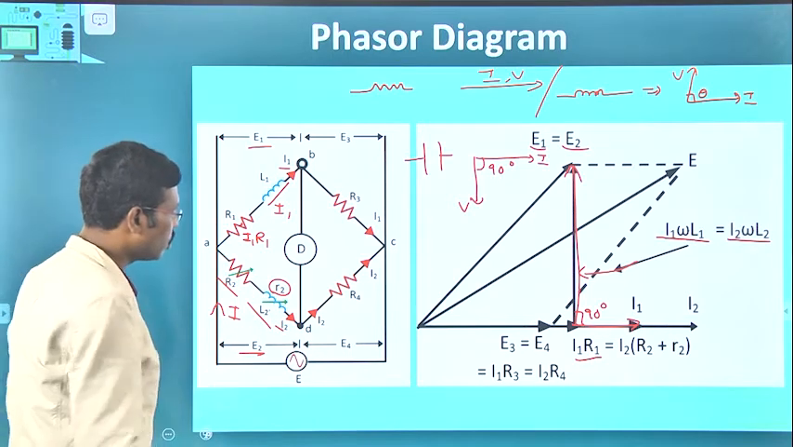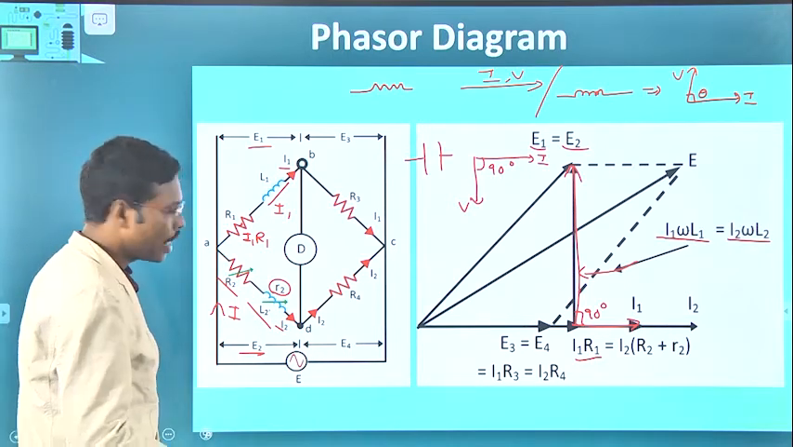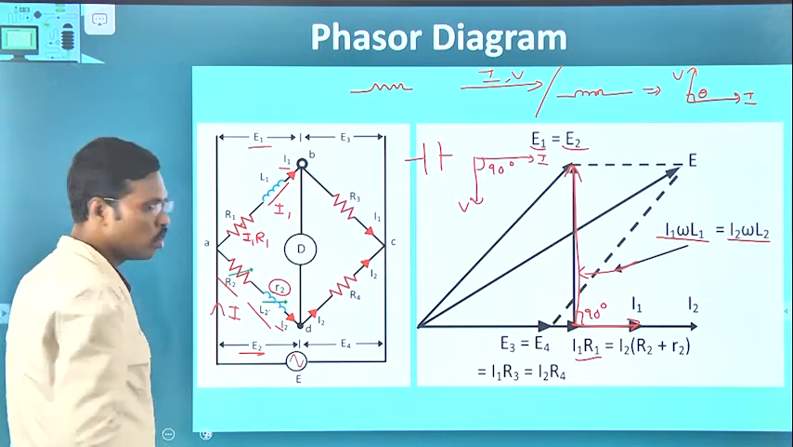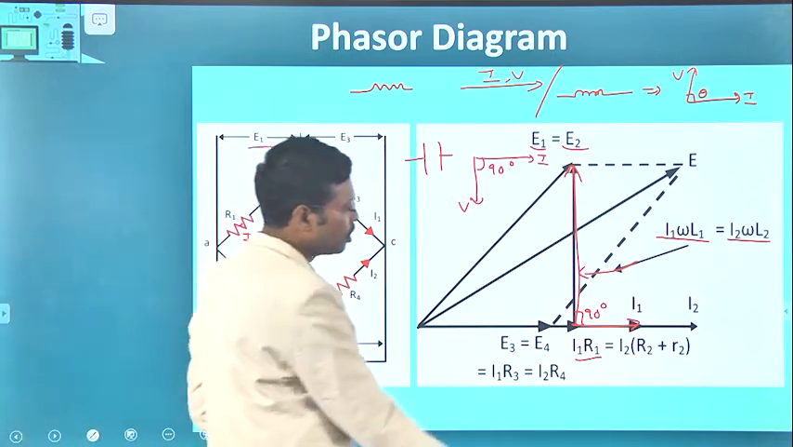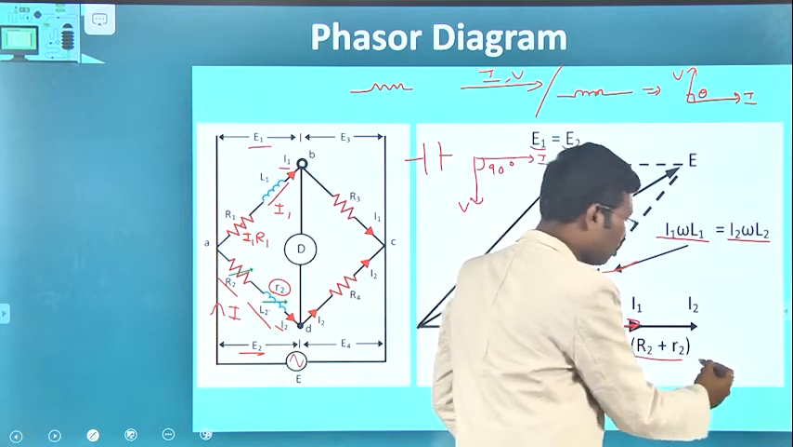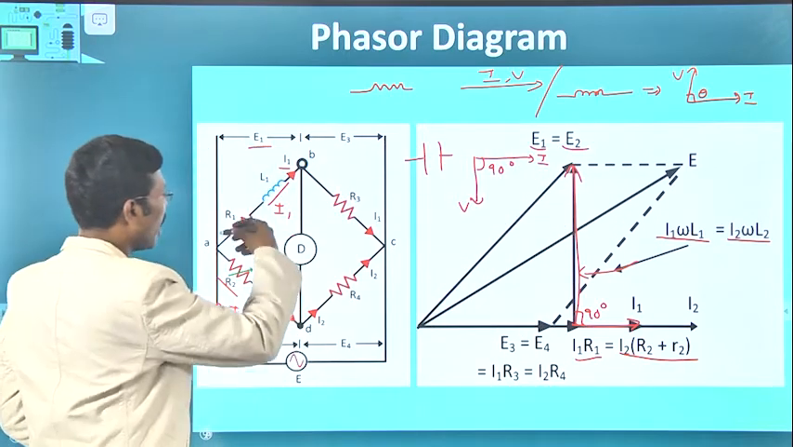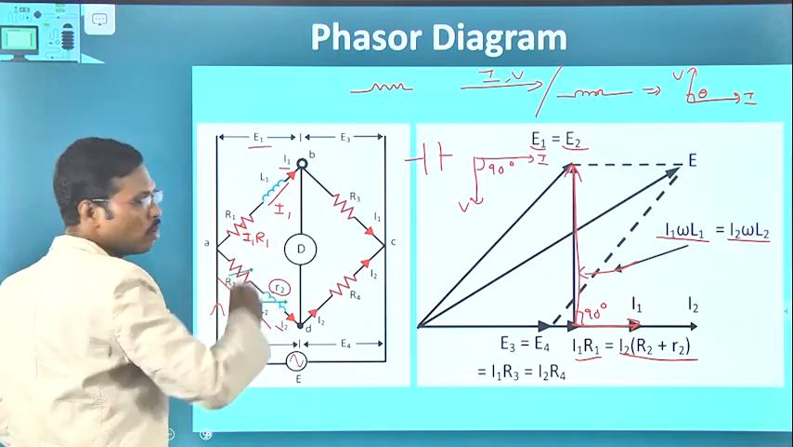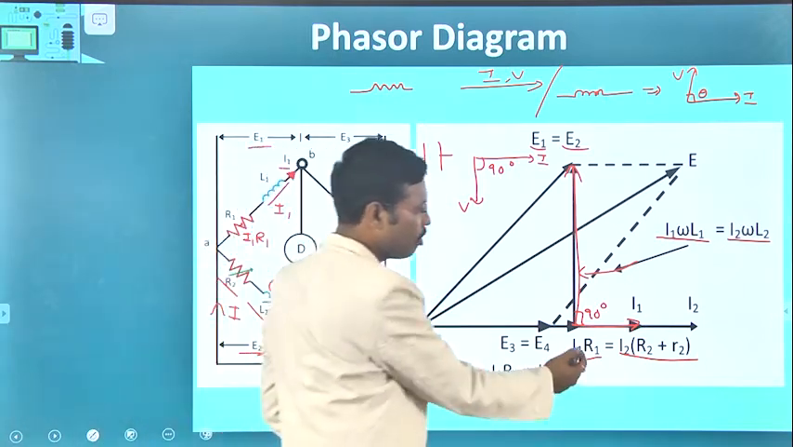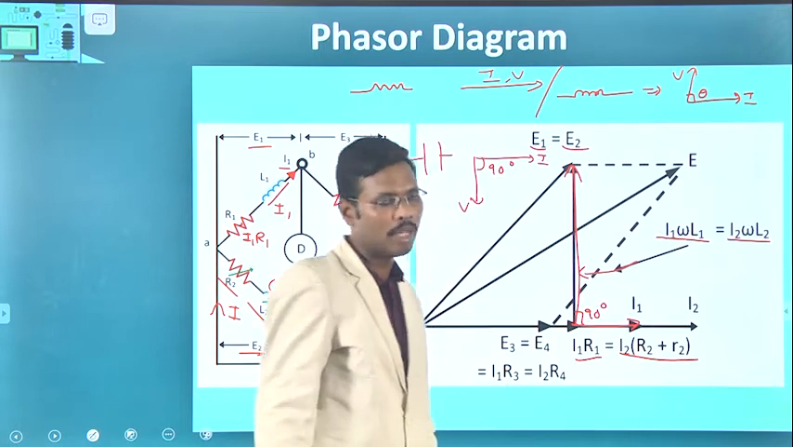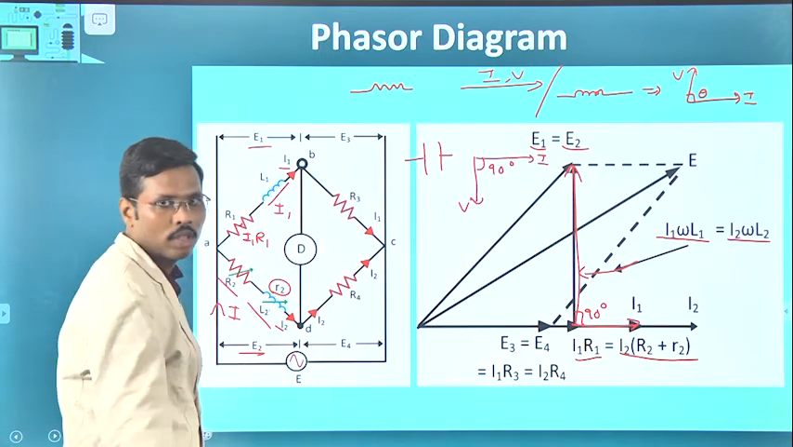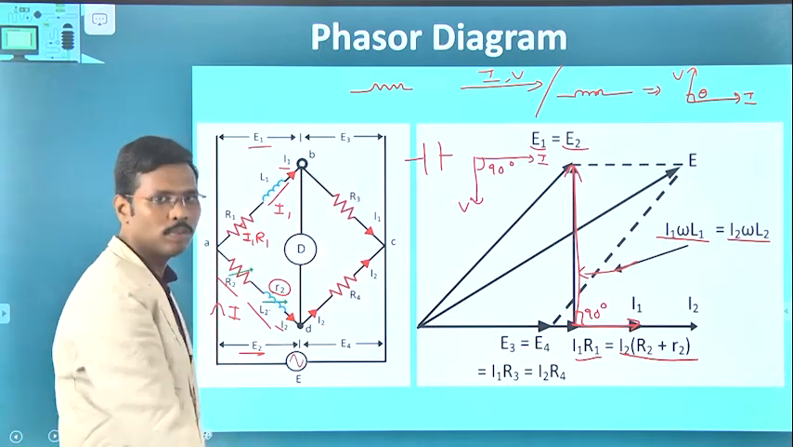So, the current passing through this arm AD will be current I2 into capital R2 plus small r2. This will be equal to the current flowing through the arm AB, which is nothing but I1 into R1. So, I1 into R1 will be equal to I2 into capital R2 plus small r2. Now, we will consider the other half of this bridge.